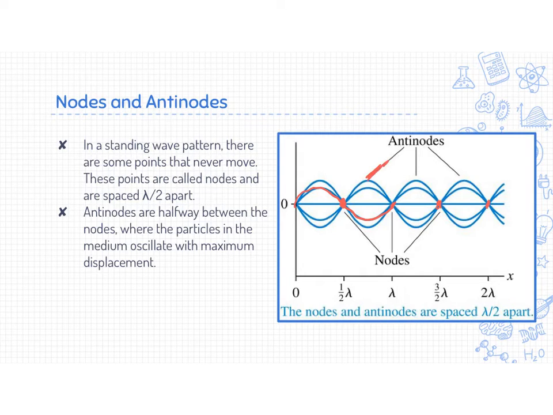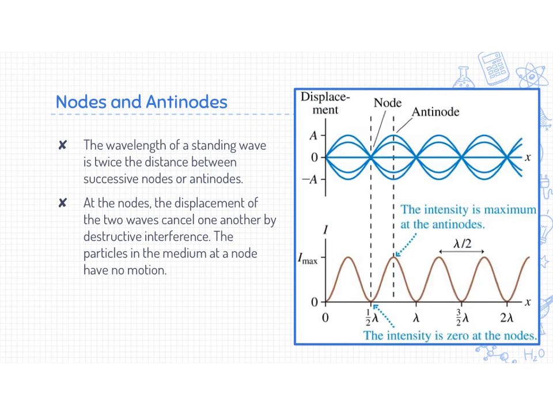Antinodes are the pieces at the top and bottom, and those are moving a lot. They have the maximum displacement back and forth, and there's two of them in one complete wave. So when we're looking at nodes and antinodes, anytime we have a node, we have no intensity. It's essentially standing still as the rest of the wave oscillates. And then the antinode has super high intensity, and it's going back and forth quite rapidly.